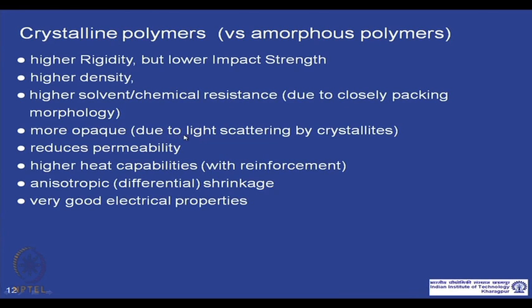Because of the presence of crystallites, which scatter light, invariably we get translucent to opaque material. The presence of crystallites helps in reducing the permeability of different gases. The crystalline polymeric material gives high heat capabilities because of the reinforcement made by the crystalline regions, and some other properties like anisotropy and good electrical properties you can get as a result of crystalline regions.